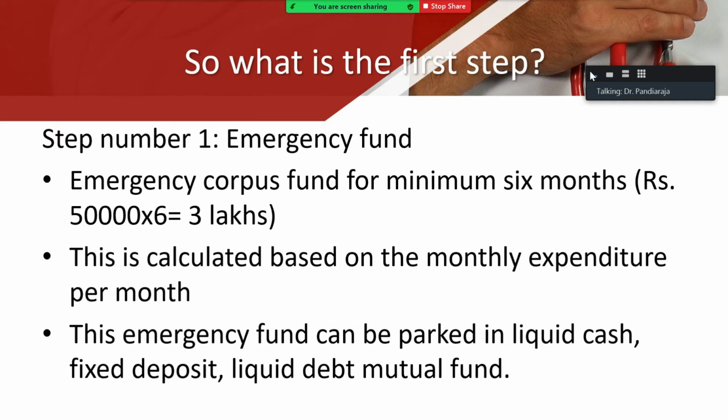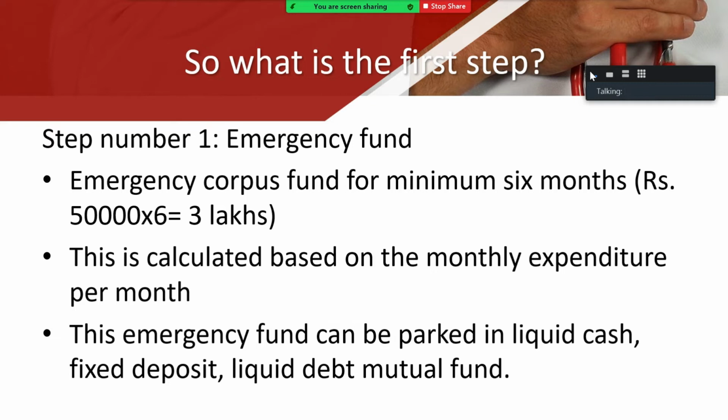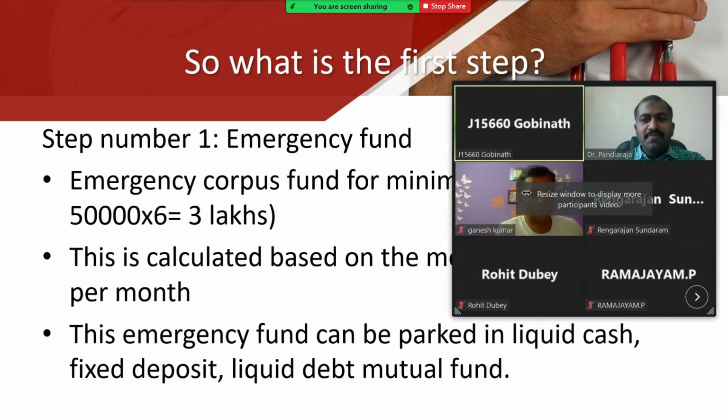Can anyone volunteer to reveal their monthly expense? Any volunteer? 15,000, sir. 50,000. 1,500, sir. 15. Okay, so that means how much should you have as an emergency corpus fund?